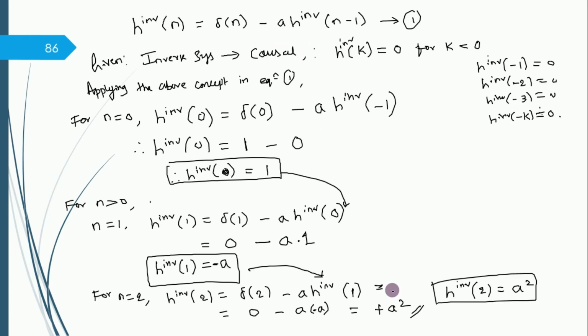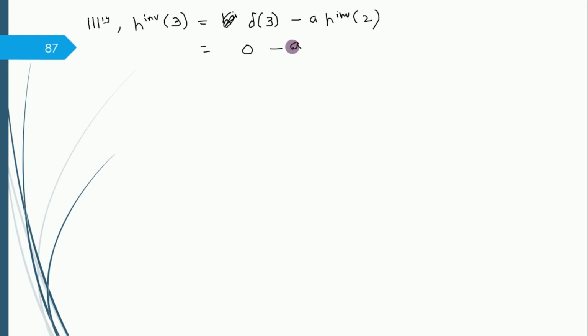Okay, I proceed with one more. Similarly, H inverse of 3 is delta of 3 minus a H inverse of 2. Delta of 3 is 0, minus a H inverse of 2, which is plus a square, because we had earlier got it as minus a into this minus a becomes plus a square, which will result in minus a cube. So H inverse of 3 is minus a cube.